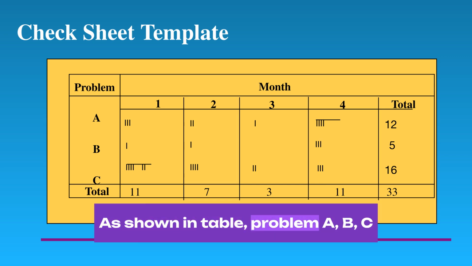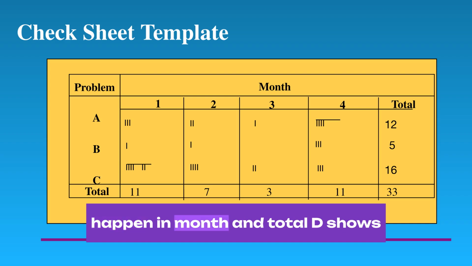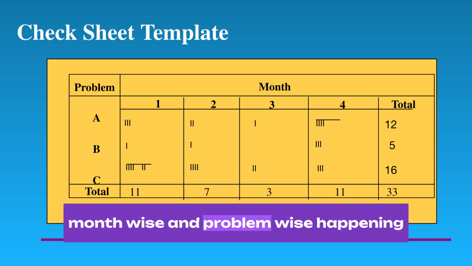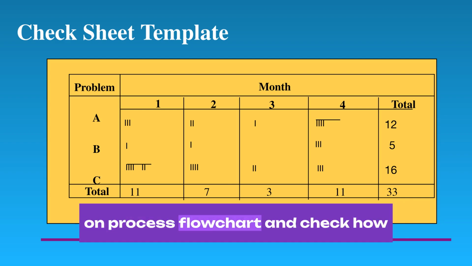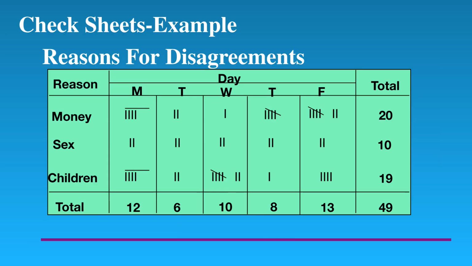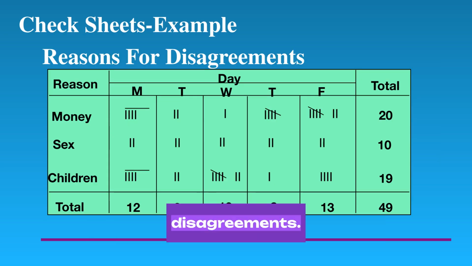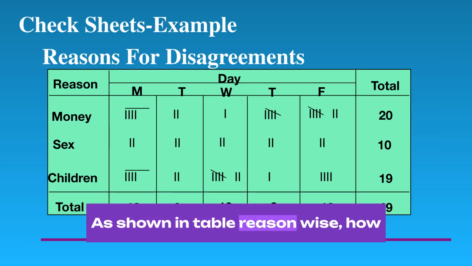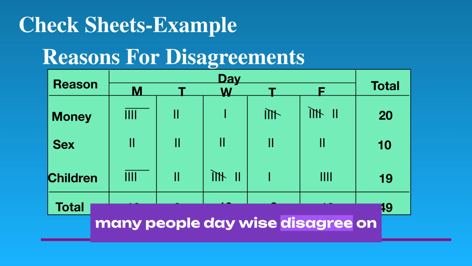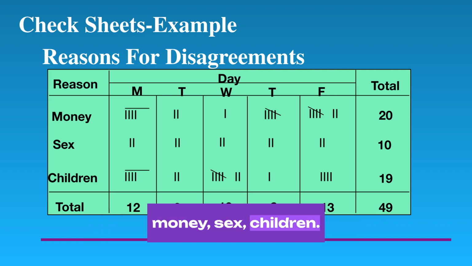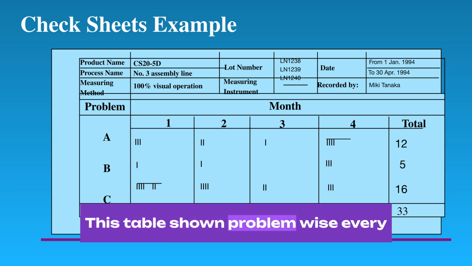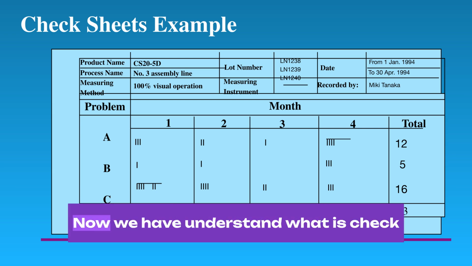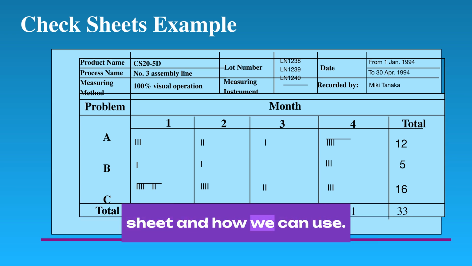Check sheet template. As shown in the table, problems A, B, C happen in each month, with totals. This shows month-wise and problem-wise happening events. We can prepare this check sheet based on a process flowchart and check how the flow is going. Check sheet example, reasons for disagreements. As shown in the table, reason-wise, how many people, day-wise, disagree on money, sex, children. One more example of a check sheet is shown. This table shows problems happening every month. Now we have understood what a check sheet is and how we can use it.